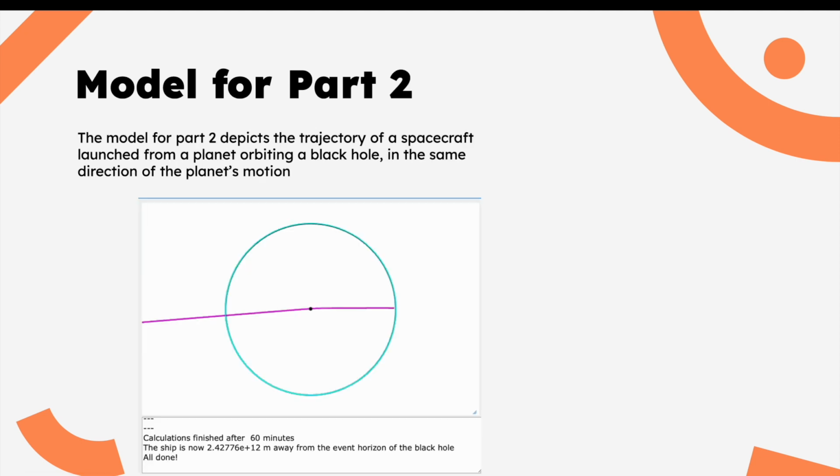For Part 2, this model depicts a trajectory of a spacecraft that was launched from a planet orbiting a black hole in the same direction of the planet's motion. So the pink line represents the spacecraft's direction of motion, and the cyan path represents the planet's orbit.